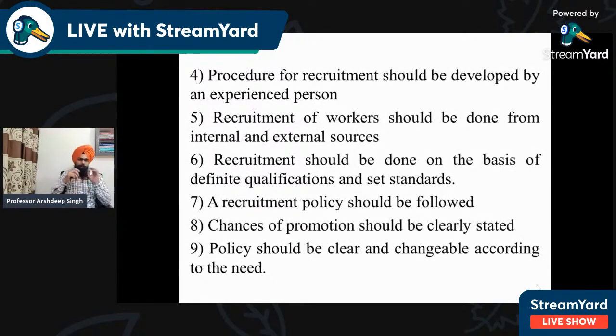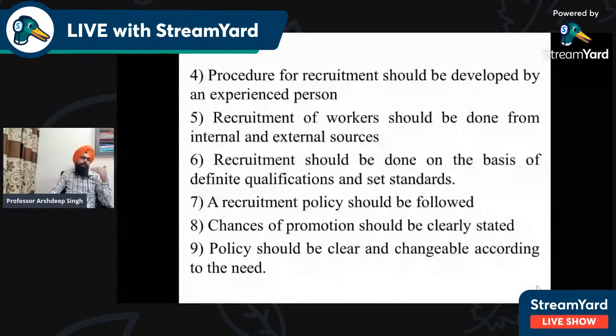If you are going to appoint a person, they must be interested in what is the scope of improvement or the increment of the salary, or what the chances of promotion are. It should be clearly indicated after what time period they should be promoted, or their increment must be given to them. And the last one is the policy should be clear and changeable according to the need. So the policy should be flexible according to the need, and it should be amended from time to time.